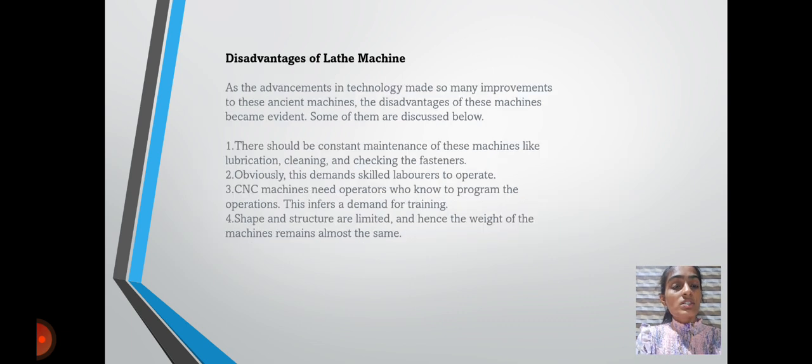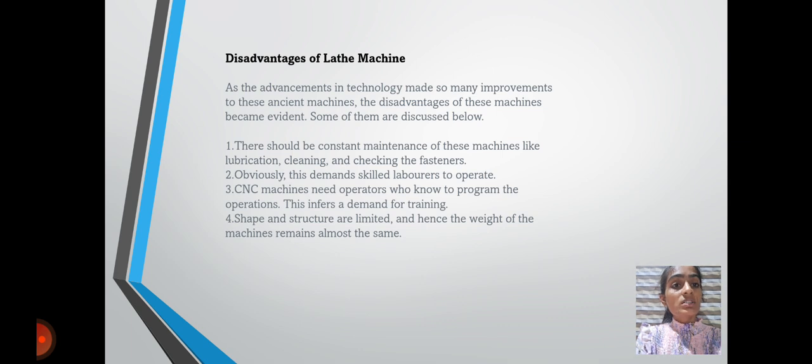Next, disadvantages of lathe machine. As the advancement in technology made so many improvements to these ancient machines, the disadvantages of these machines became evident. Some of them are discussed below. There should be constant maintenance of these machines like lubrication, cleaning and checking the fastness.